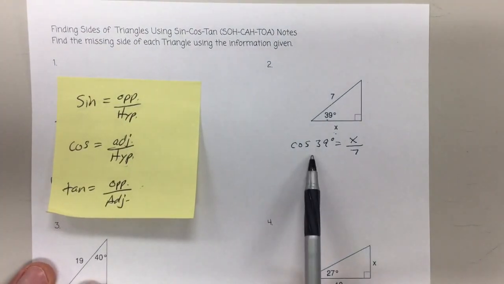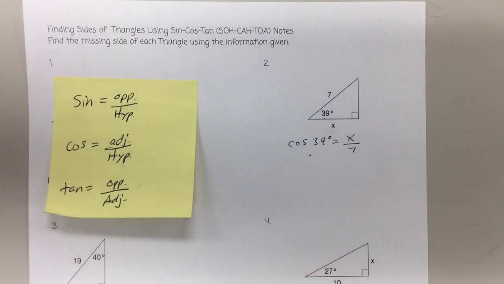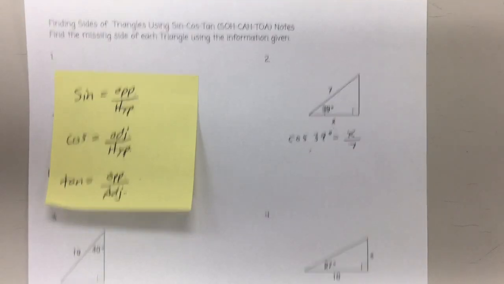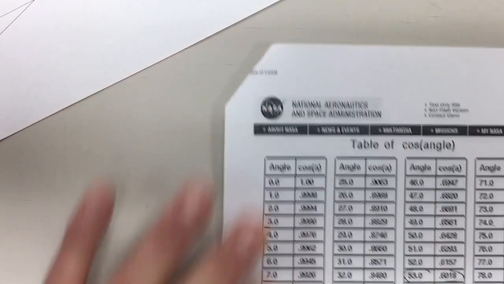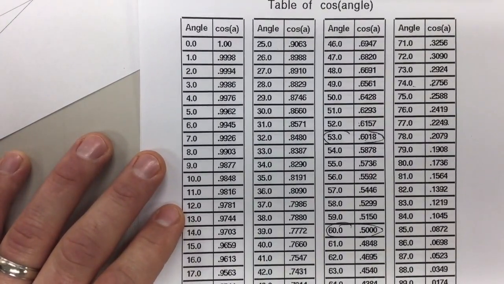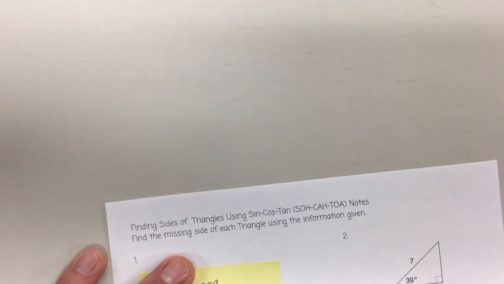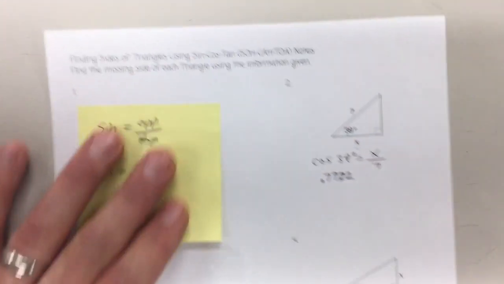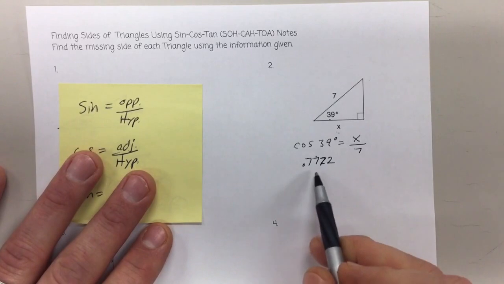Again, I'm going to replace cosine of 39 with a decimal. So I go to my chart and look up cosine 39. There is the angle 39 degrees. The cosine of that would be 0.7772. So I'm going to replace cosine 39 with 0.7772.